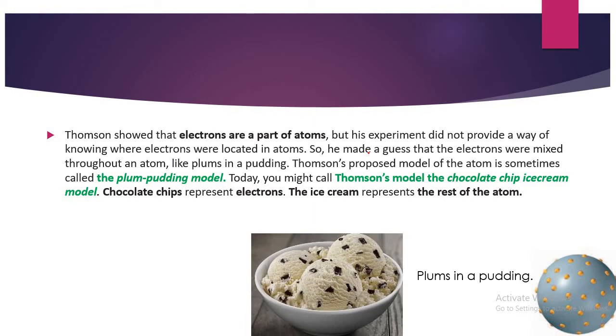So he made a guess that electrons were mixed throughout an atom. He imagined that an atom is a positive charge with negative charges embedded in it, like this model called the plum pudding model, like chocolate chip ice cream. He imagined that the ice cream is the atom, and the chocolate chips are the negative electrons embedded in it. So in the Thomson model, chocolate chips represent electrons, and the ice cream represents the rest of the atom.